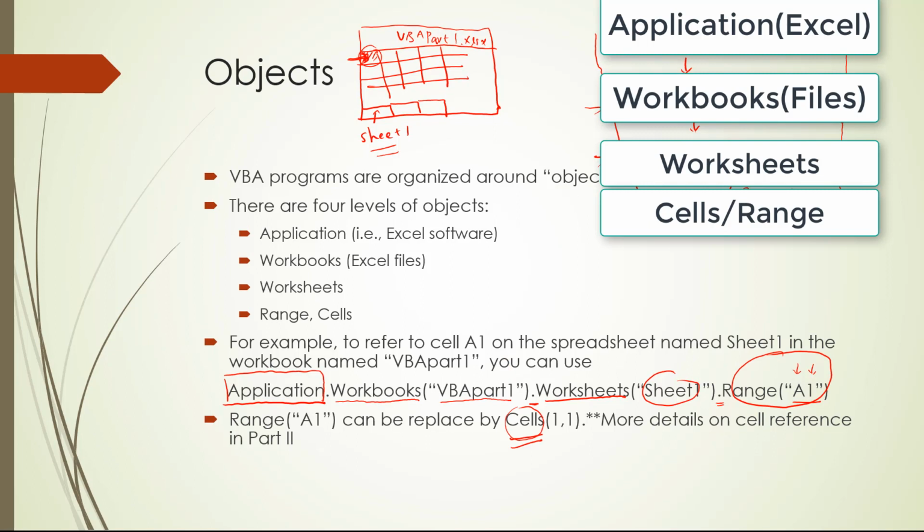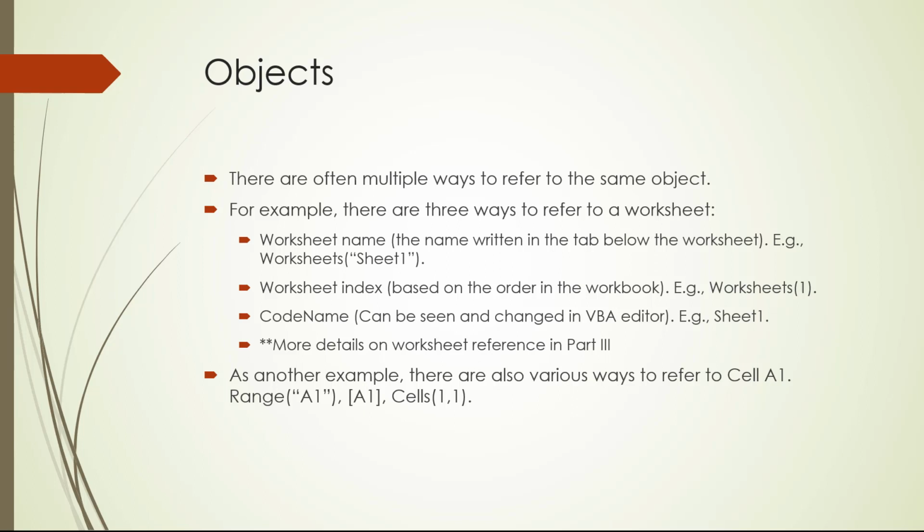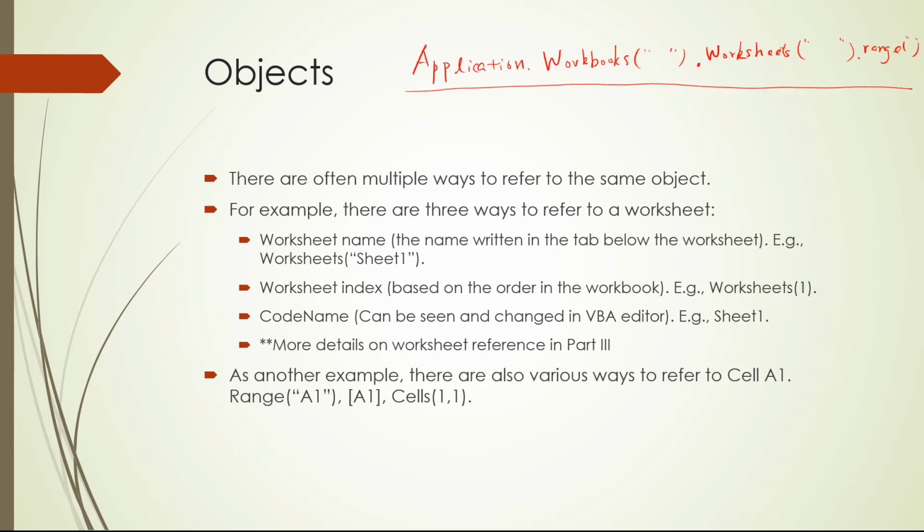So we just discussed how to refer to Excel objects. Now let me provide some discussions on this topic. First, there are typically several ways to refer to the same object. In the previous slide, we refer to an object this way. We have 4 different levels. Normally, you would only use application to refer to Excel the software. This can typically be omitted.